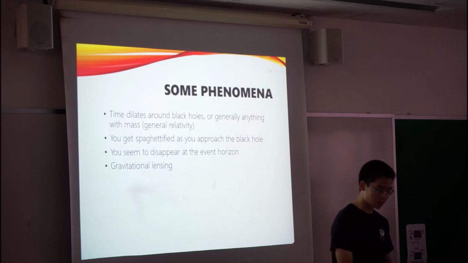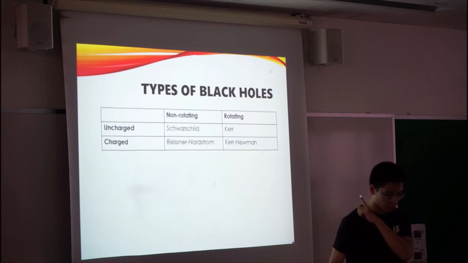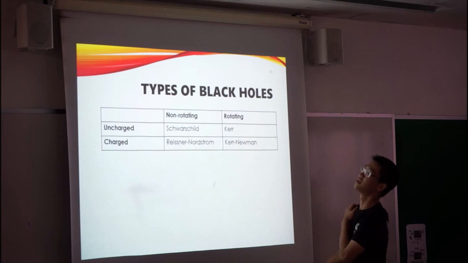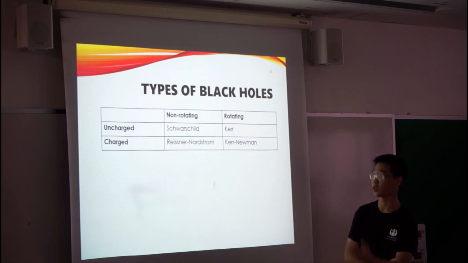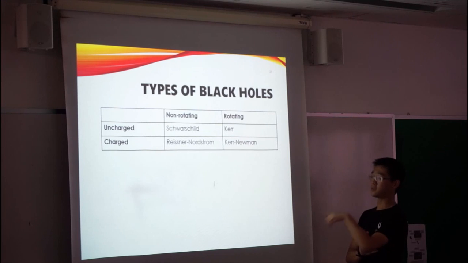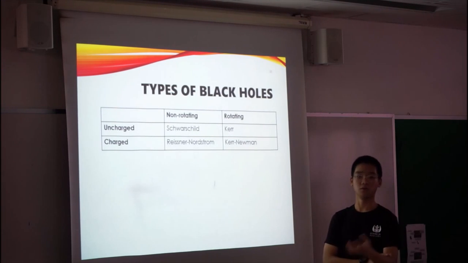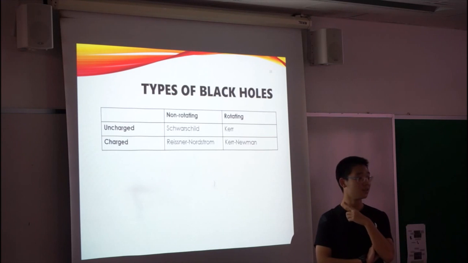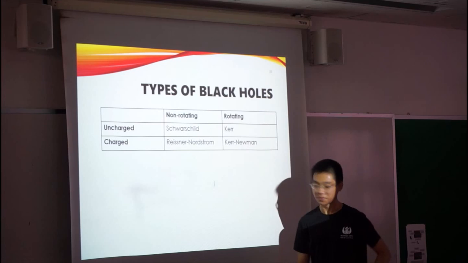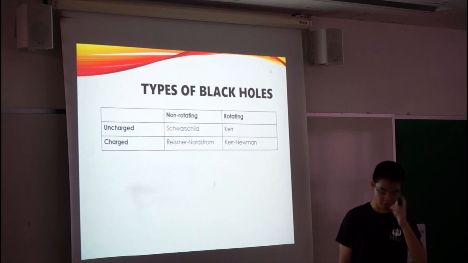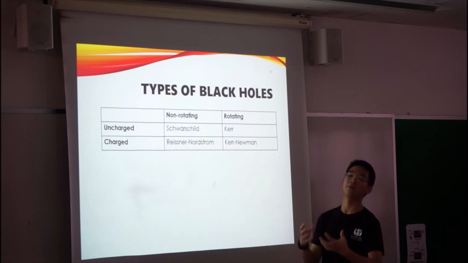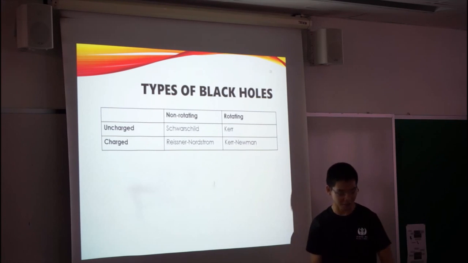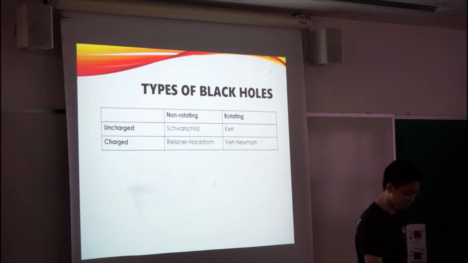And lastly is gravitational lensing. Before I go into that, let's talk about types of black holes. These are the four types of black holes that are characterized by the presence of rotation as well as the presence of charge. Anyone know all of these four? Which one was used to model the black hole in Interstellar? It's Kerr. And also FYI, the photons moving around, like the glow of the black hole, were modeled by one of the professors in NUS. So Singapore actually did something awesome.